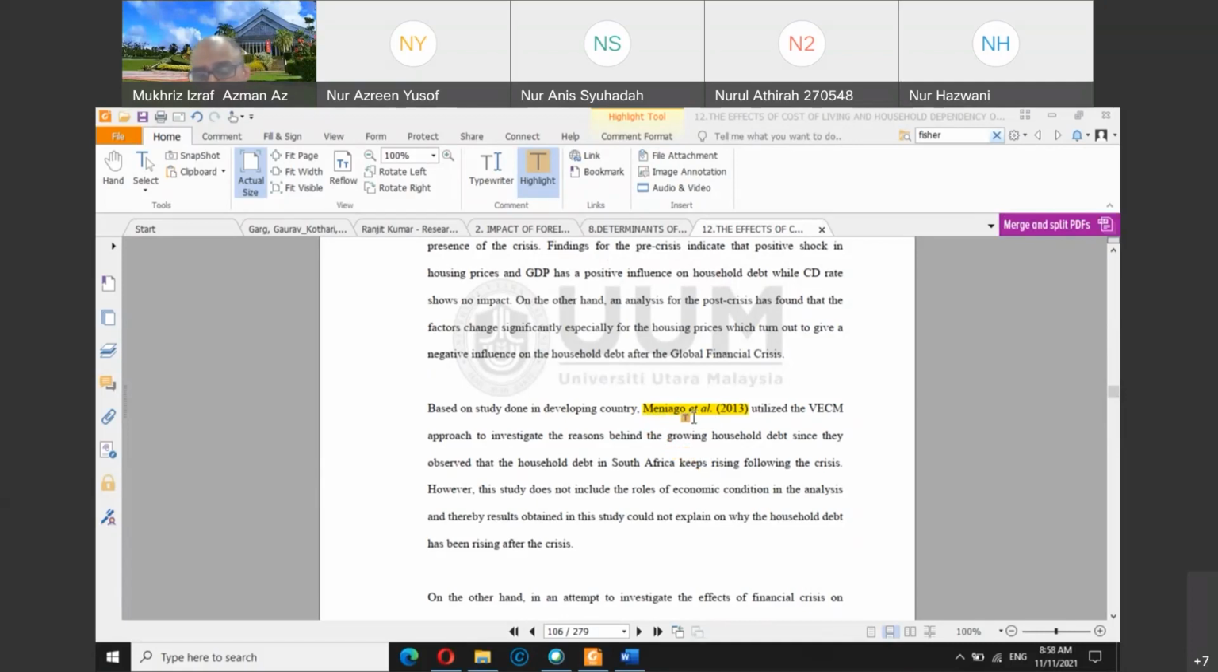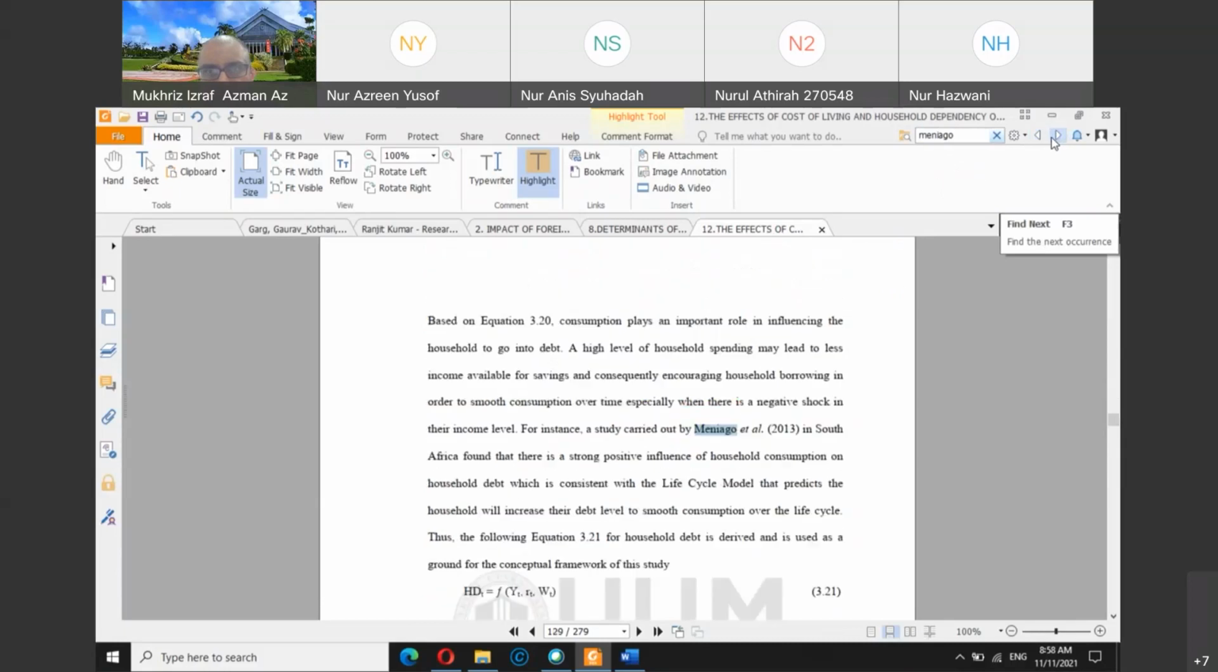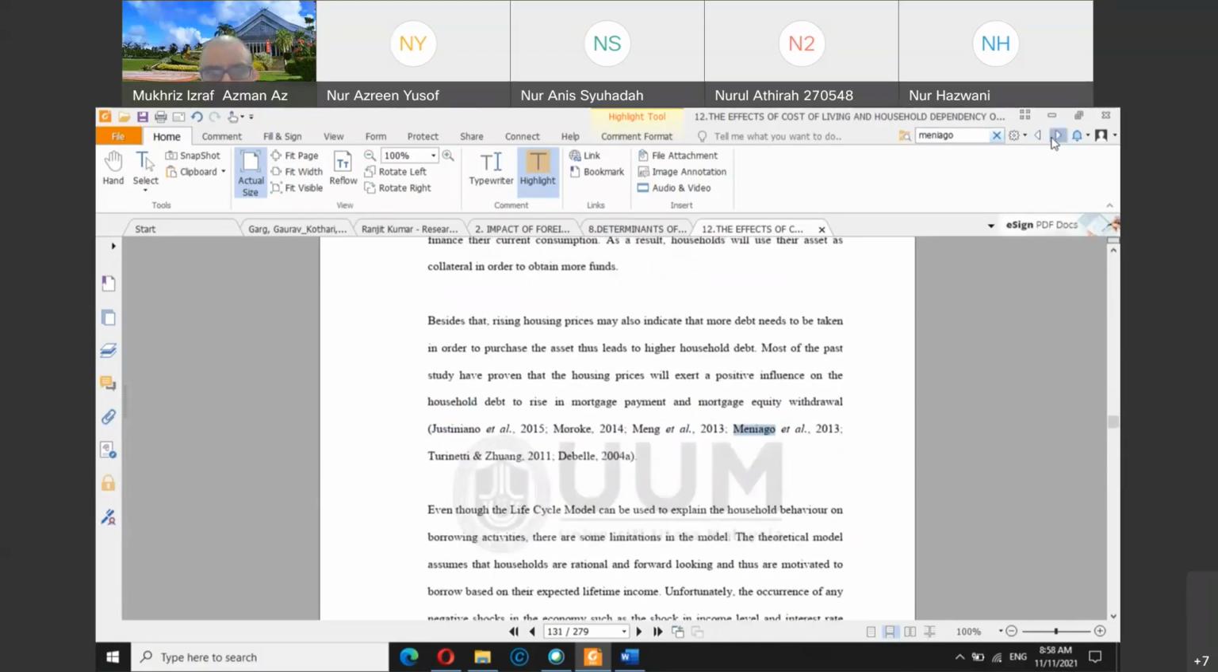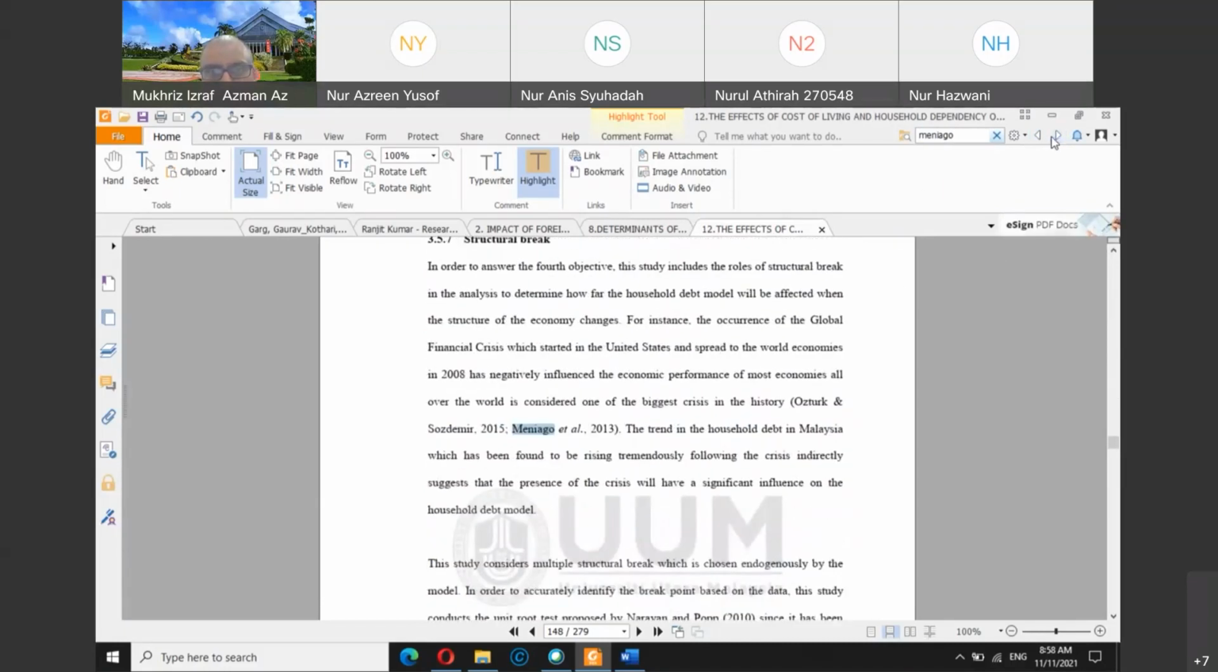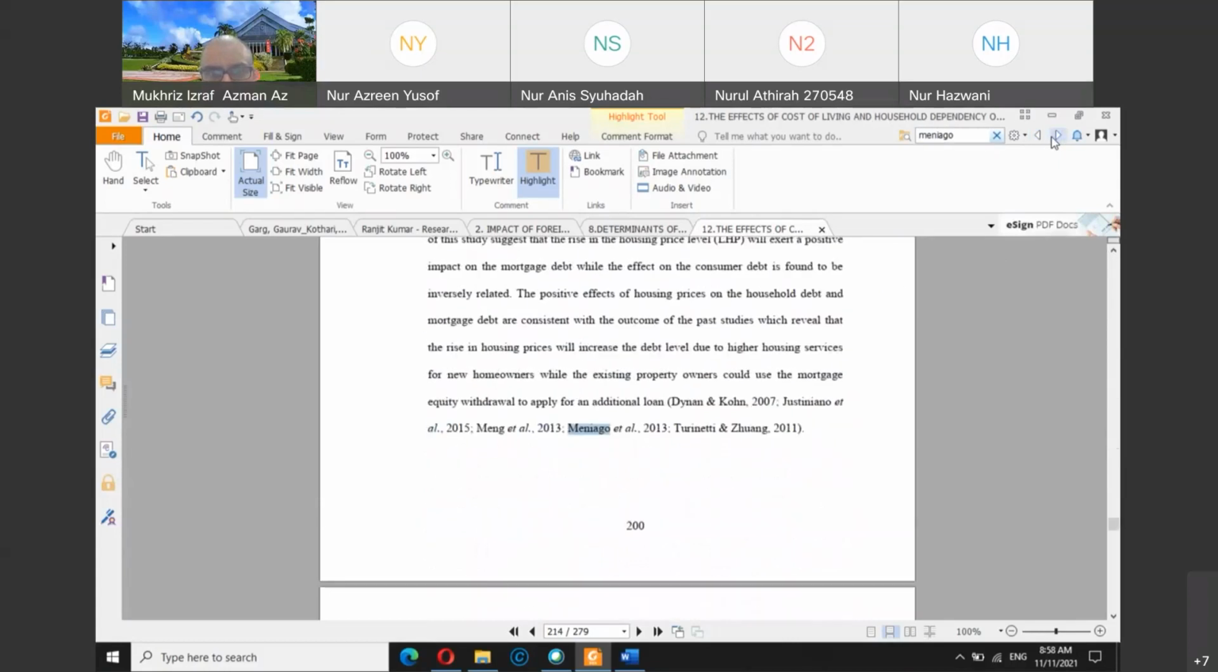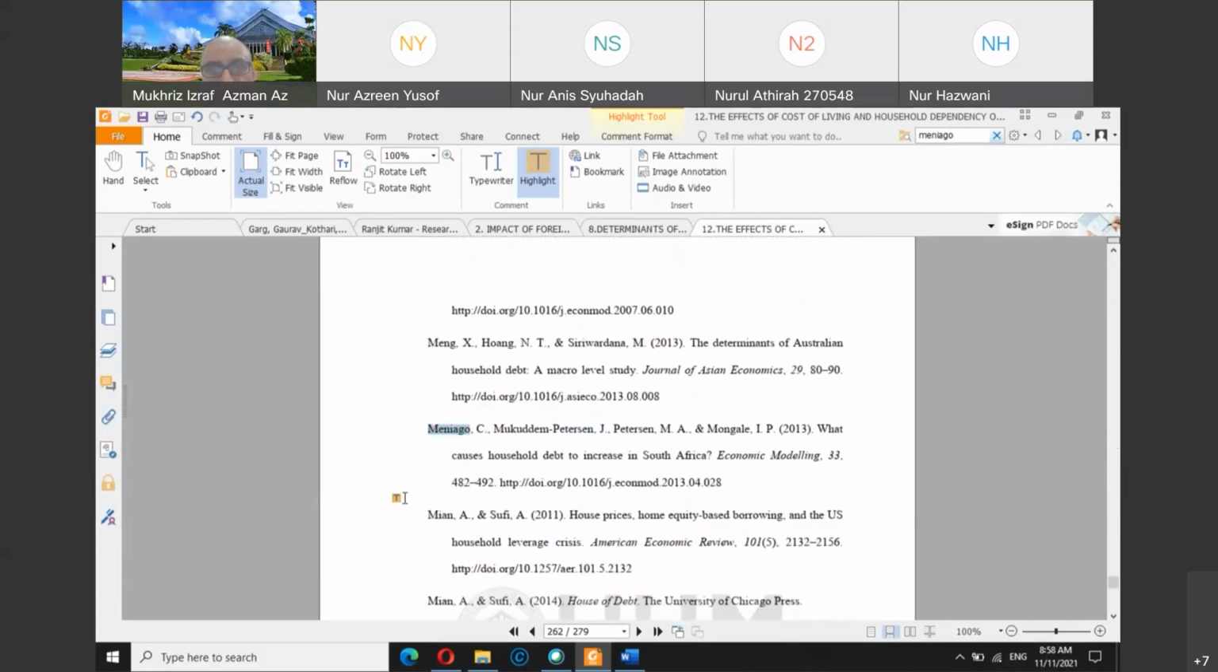But for 3 and above, usually 3, 4, and 5, you put the first one as it appears in the article. Okay, so for example, if you type Maniago, and then see the full reference in the reference list. So this is Maniago et al., as it appears in the text just now.